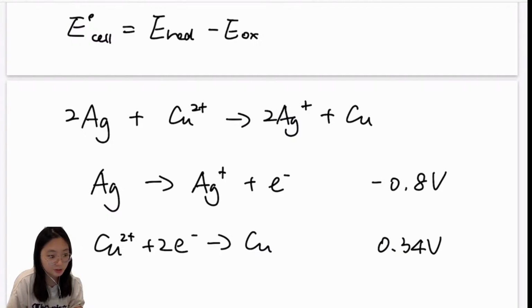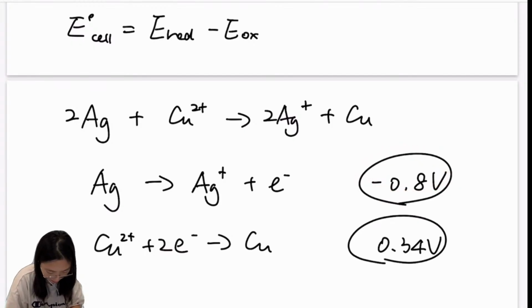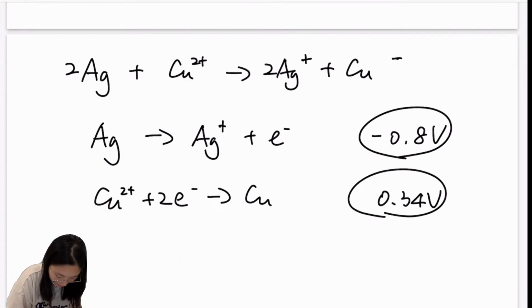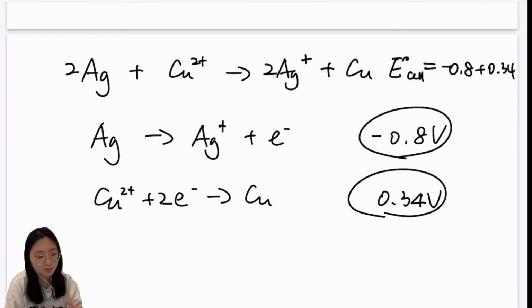And then now I'm just going to add up these two potential values. So the cell potential for this reaction is negative 0.8 plus 0.34. I prefer to do addition rather than subtraction, because I just get confused if it's the reduction minus the oxidation.